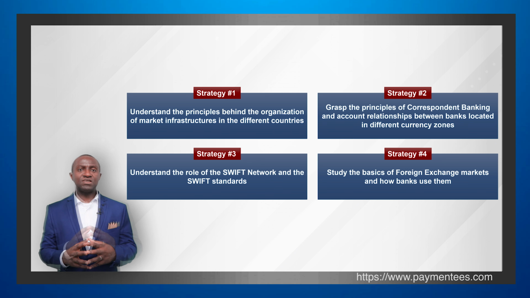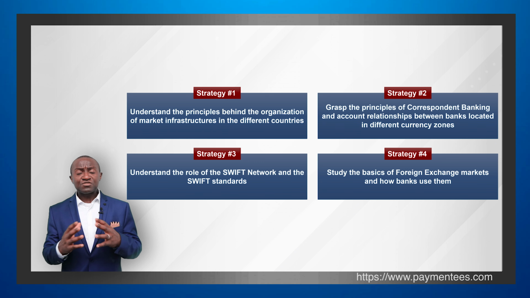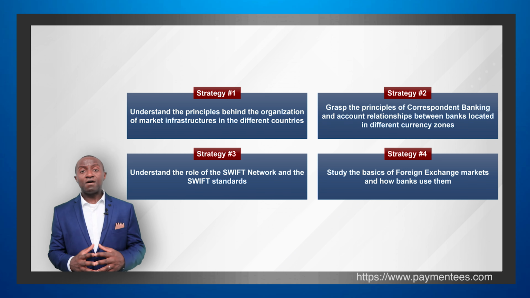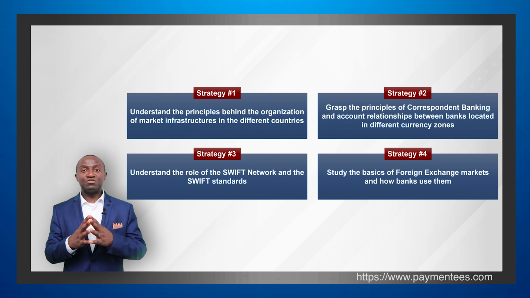The second strategy, grasp the principles of correspondent banking and account relationships between banks located in different currency zones. This is the most important of the 4, as we will see later. The third strategy is the following: understand the role of the SWIFT network and the SWIFT standards. And finally, strategy number 4 is study the basics of foreign exchange markets and how financial institutions, how the banks use them.